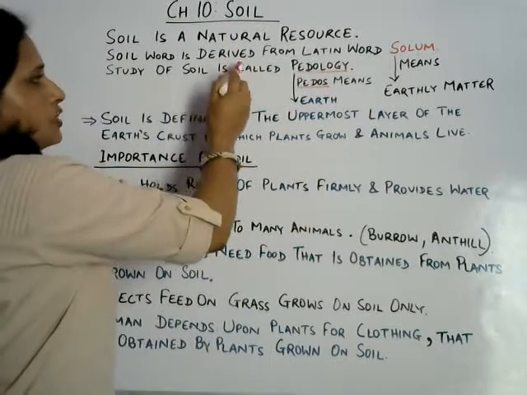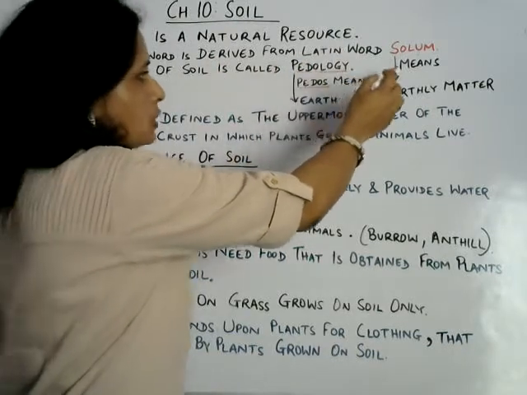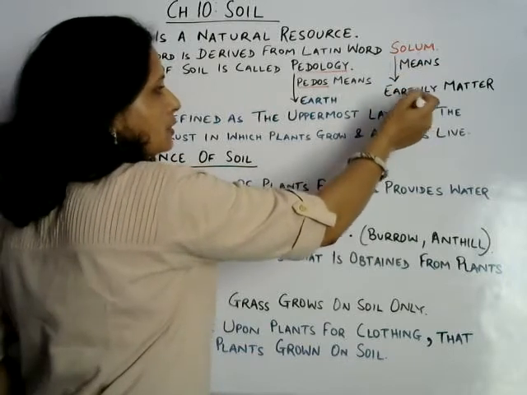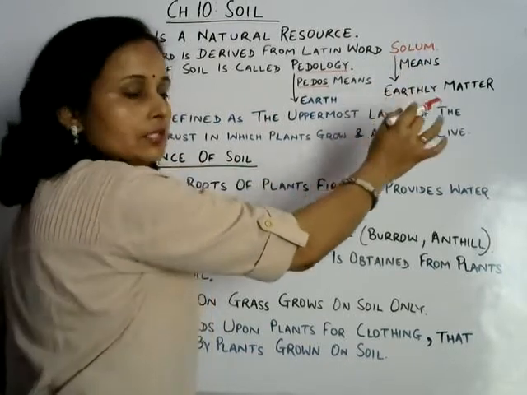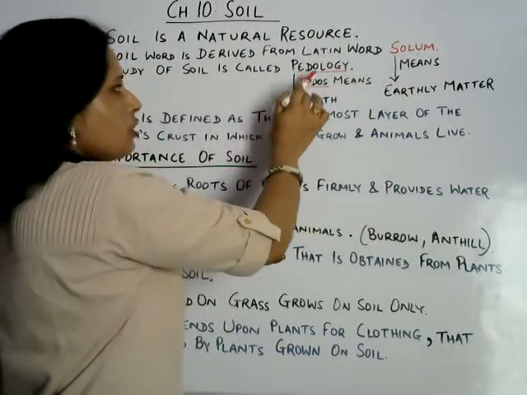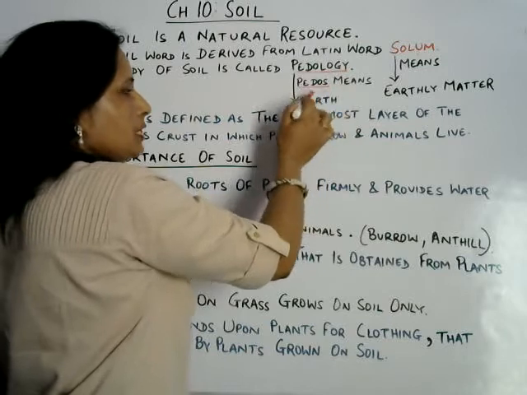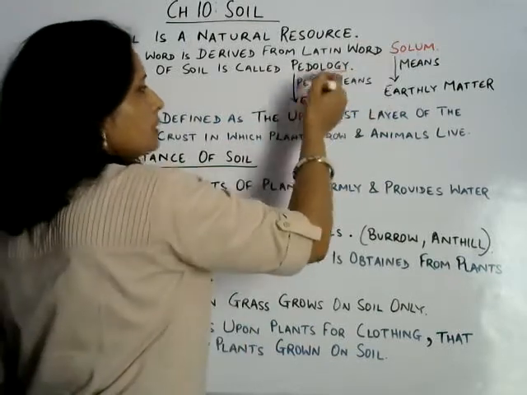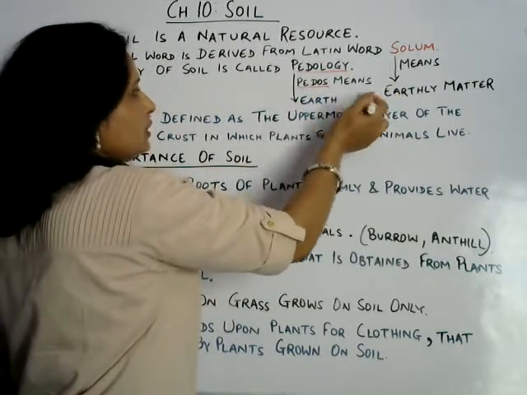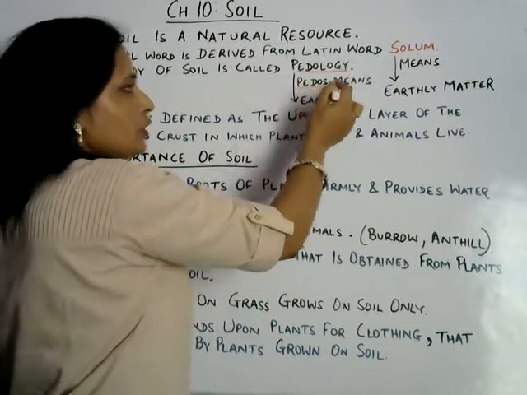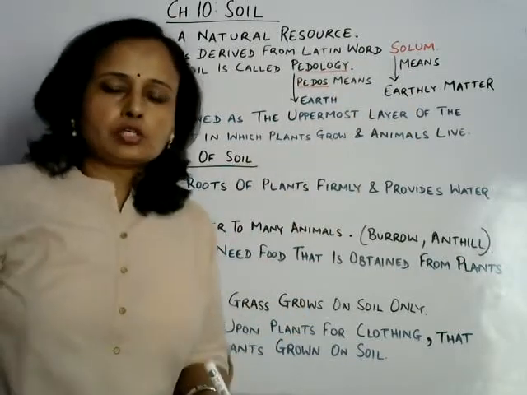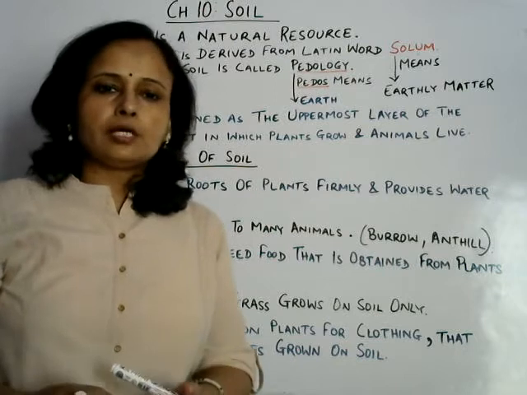The word soil is derived from a Latin word, solum. What does it mean? It means earthly matter, the thing that is related with earth. And the study of soil is called pedology. Pedos means earth. So again, both words are related with earth. So basically soil is related to earth only. And we know that soil is found on the uppermost layer of the earth.